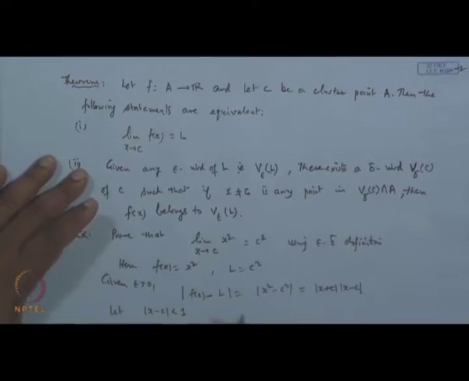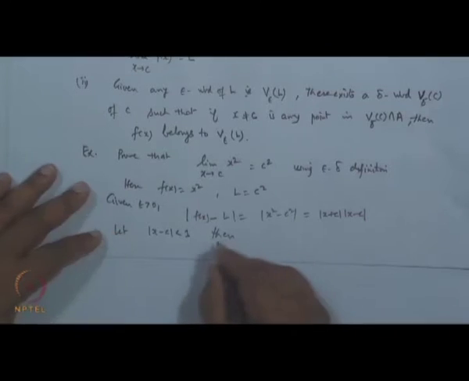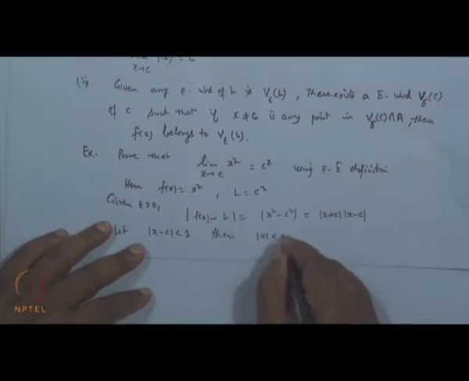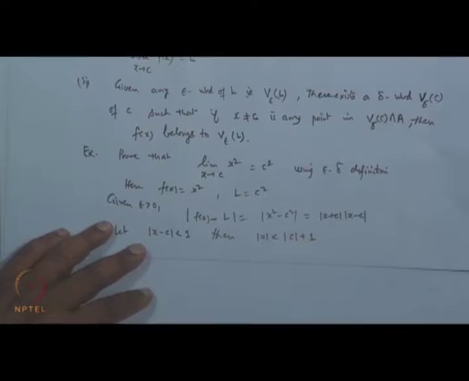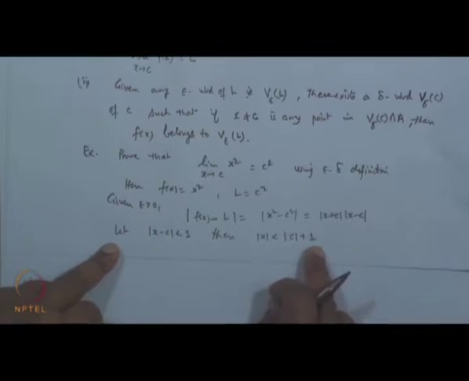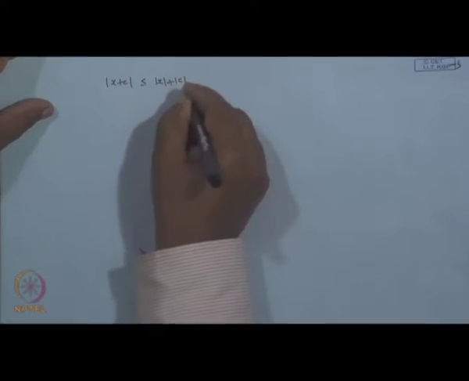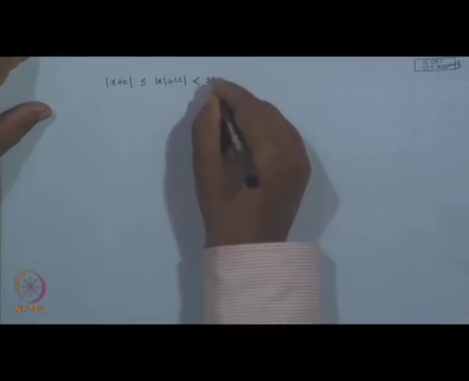Why? Because in this case x is lying close to c. If I take this one, then we get the bound for x, because mod x minus c is less than 1, so mod x minus mod c is less than or equal to mod x minus c, and then mod x will be less than mod c plus 1. Therefore, mod x plus c is less than or equal to mod x plus mod c, but mod x is less than mod c plus 1. This we get by manipulation, so that we can get the bound for it.